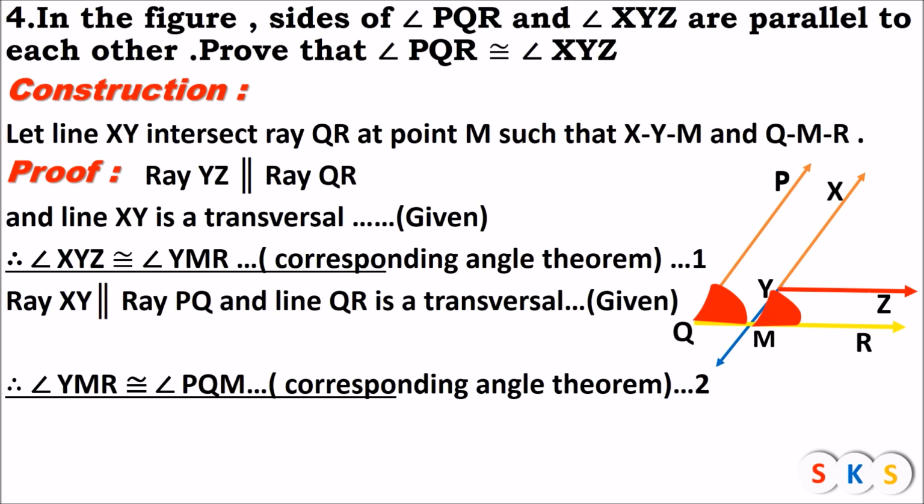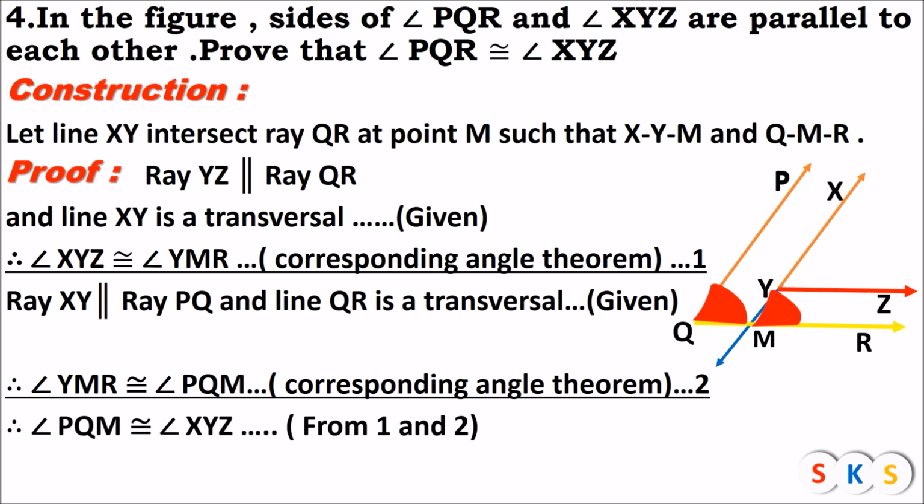Look at equation 1 and 2. They have one common angle, that is angle YMR. Therefore, angle XYZ is congruent to angle PQM from 1 and 2. And look at this figure, angle PQM. Can you find angle PQM? Yes, angle PQM can also be written as angle PQR because they are the same angle with different names. Therefore, angle PQR is congruent to angle XYZ.